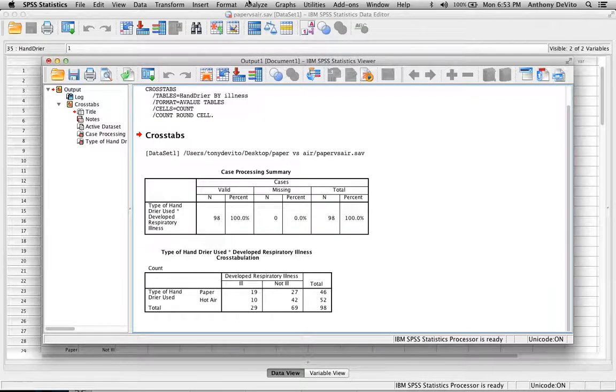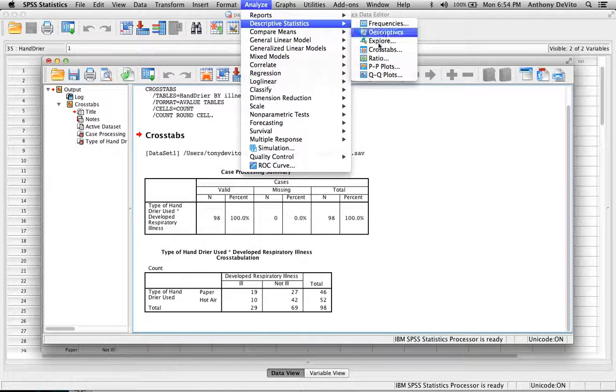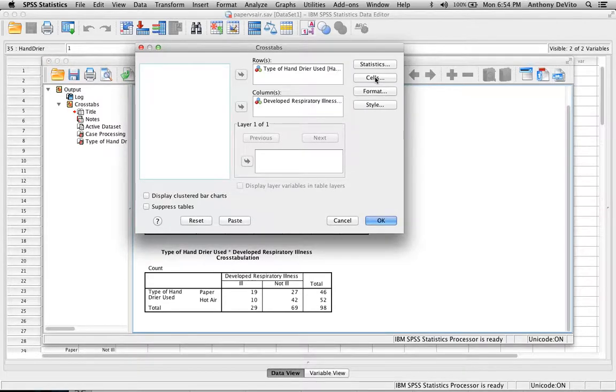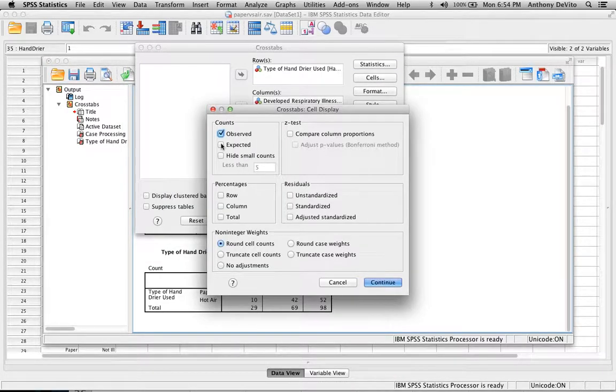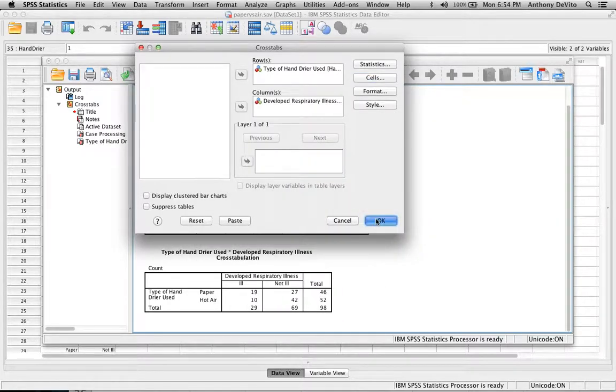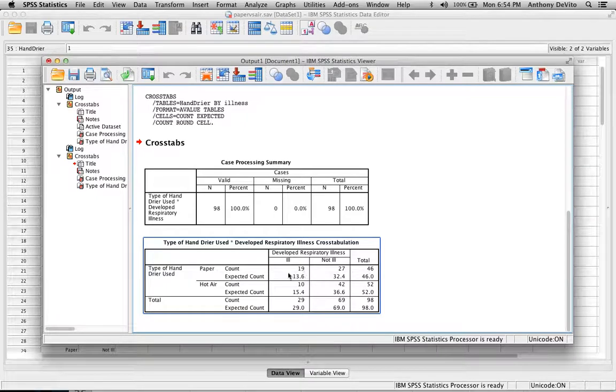Now I'm going to go back up to Analyze, Descriptive Statistics, crosstabs. I'm going to go to cells again, except this time I'm going to ask it to give me the expected values. I'm going to click Continue again, click OK. This time you'll notice it filled in the counts for the observed values. It calls them counts, and it gave me the expected counts as well. 19, 13.6. These numbers should look familiar to you, right? The same thing we just calculated in Excel. 10, 15.4, 42, 36.6, 27, 32.4, and so on.